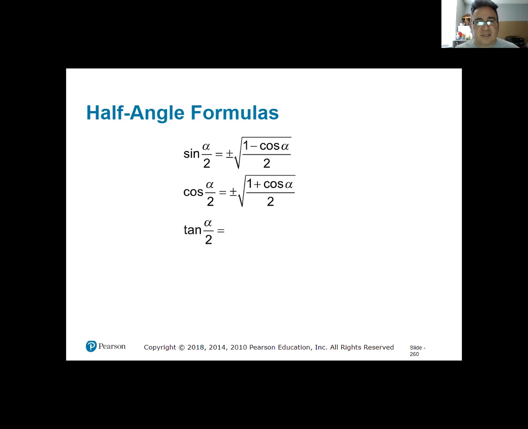And tangent of alpha over 2, you can see what's going to happen here, right? When we do sine over cosine, what's going to cancel? The 2's are going to cancel, right? So you end up with plus or minus the square root of 1 minus cosine of alpha over 1 plus cosine of alpha, right? So take a minute to write those down.